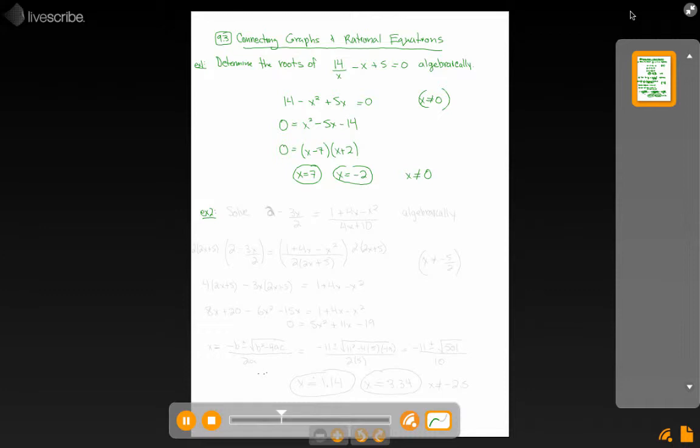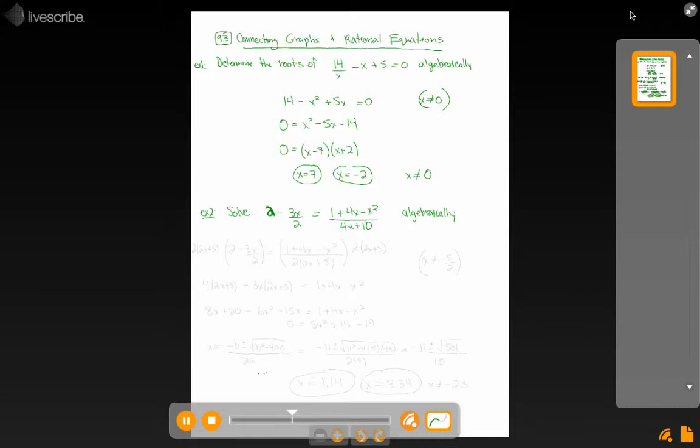In the second example, very similar, but we're just asked to solve. Again, algebraically, again, because I'm confident you could put in y1 equals 2 minus 3x over 2, and y2 equals 1 plus 4x minus x squared over 4x plus 10. If you're careful with your brackets, second, trace, intersect, find your answers.